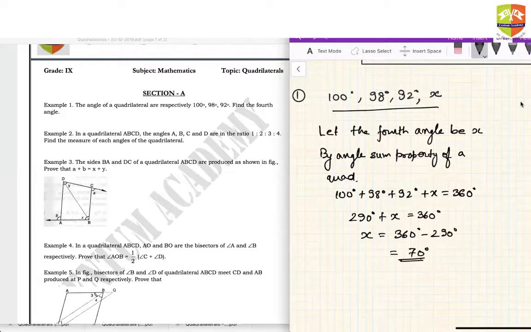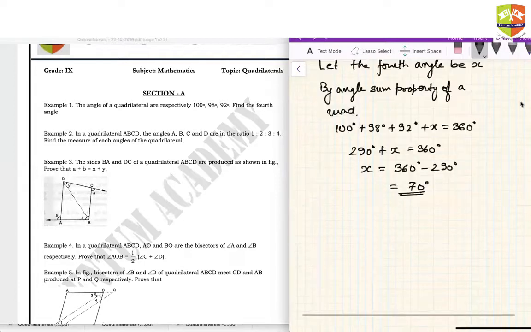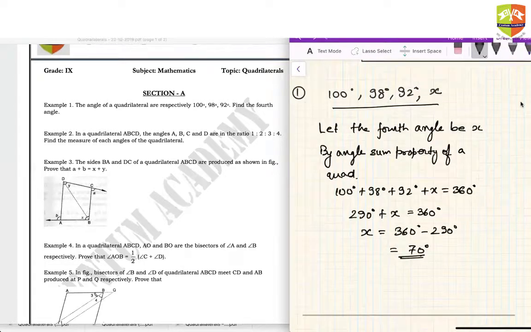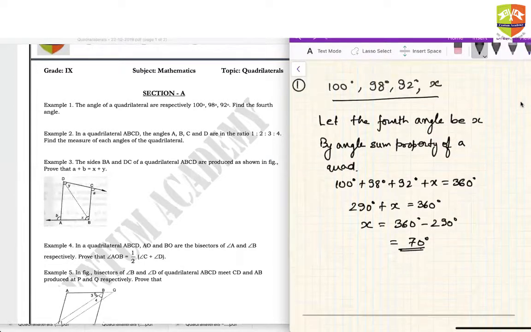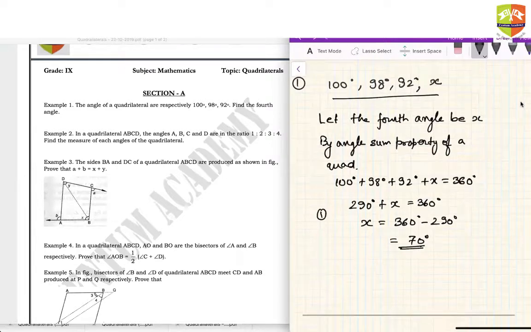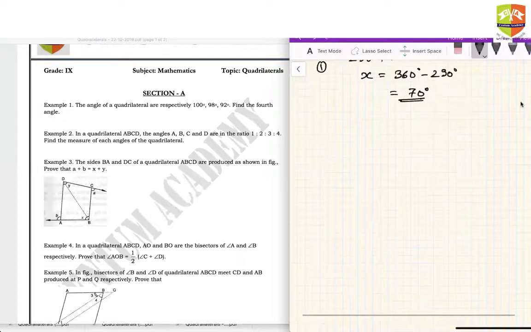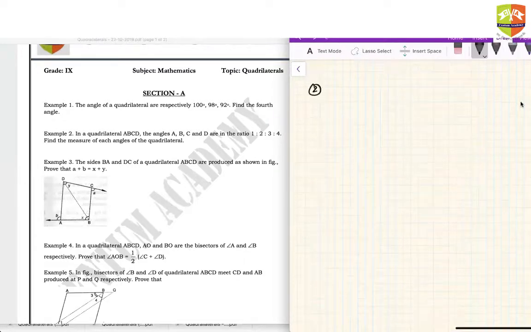Very good. Yep. Let's solve question number 2. I hope all of you understood the first one. This is no brainer, very easy one. So they will give you certain such questions. It could be asked for not more than one mark in your exam. Okay, next question. Next question was a quadrilateral ABCD, angles A, B, C, and D are in the ratio 1 is to 2 is to 3 is to 4. Find the measure of each angle of the quadrilateral.